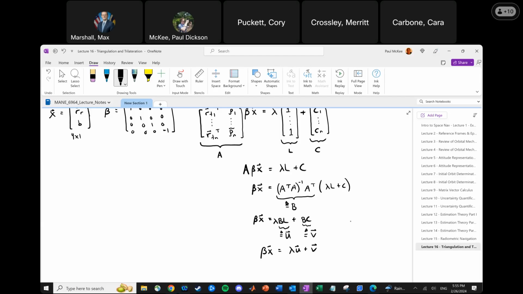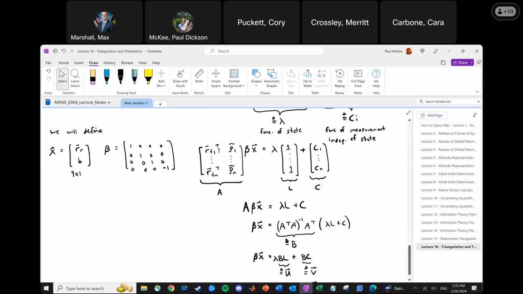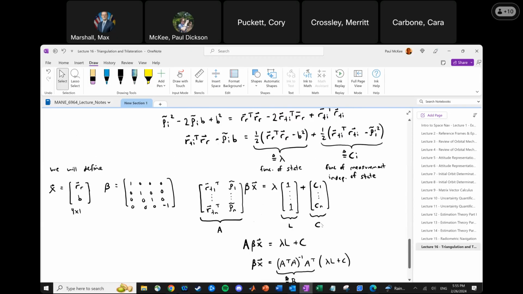and C. B is some function of the matrix A, and we know what the matrix A is. It's built out of actually things that we know. It's built out of measurements and positions of spacecraft. So A, everything in A is known. L is just a bunch of ones. C is just some function of, also things that we know. So the positions of the spacecraft and the ranges.